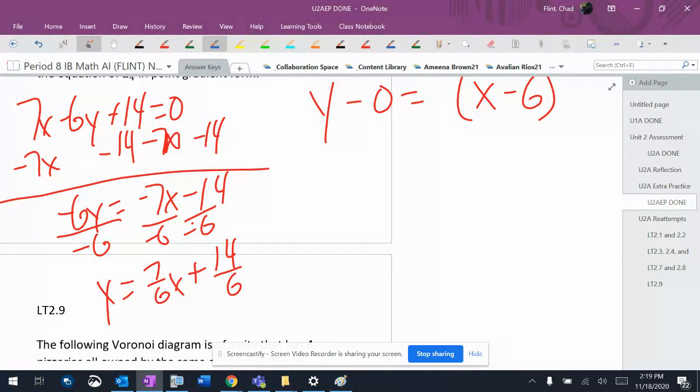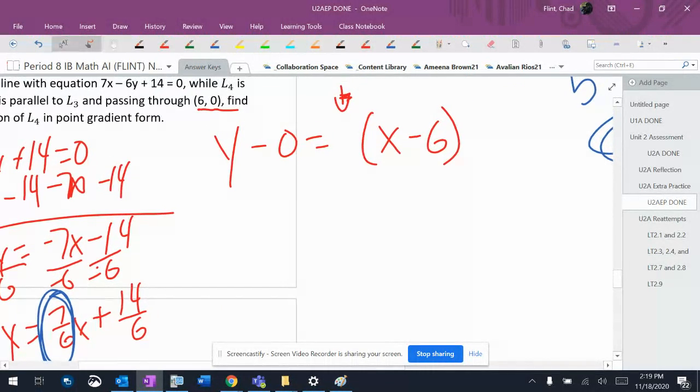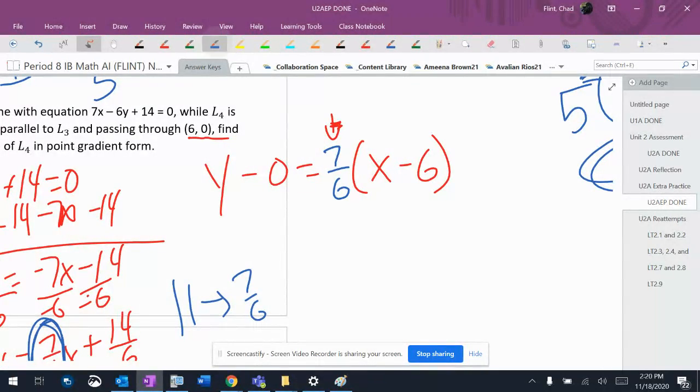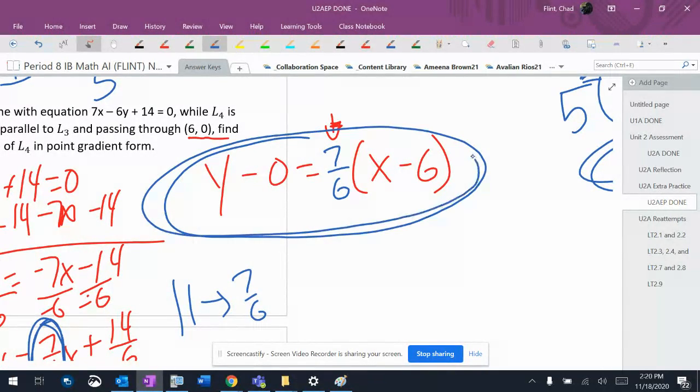So where's the gradient in there, or the slope? Right there, in front of the x. Parallel lines have the same slope. All right, so 7 over 6. It says point gradient form. That is point gradient form right there, so I don't have to do anything to it.